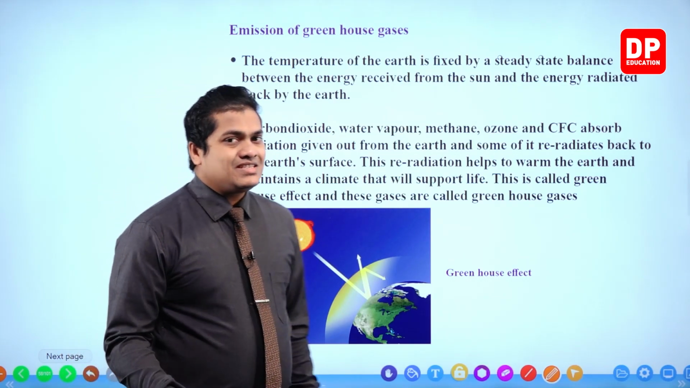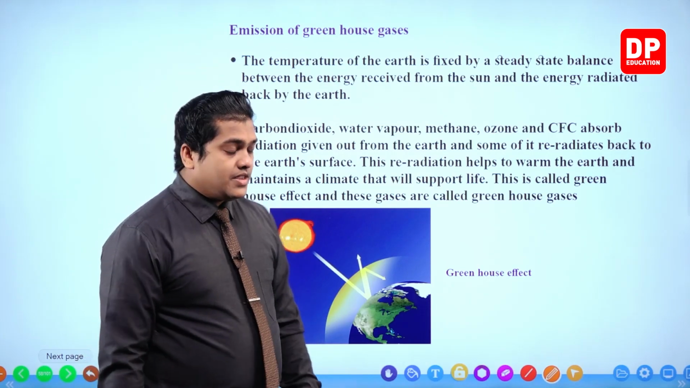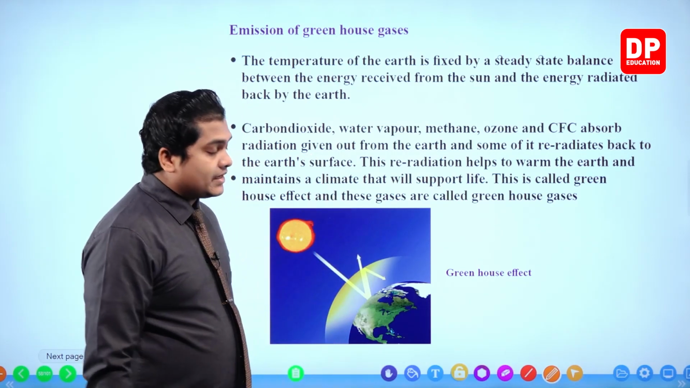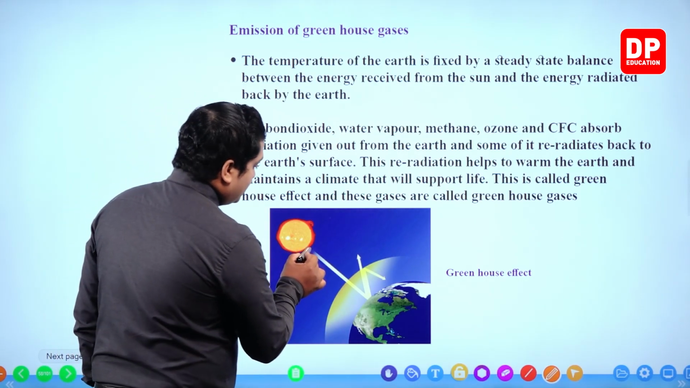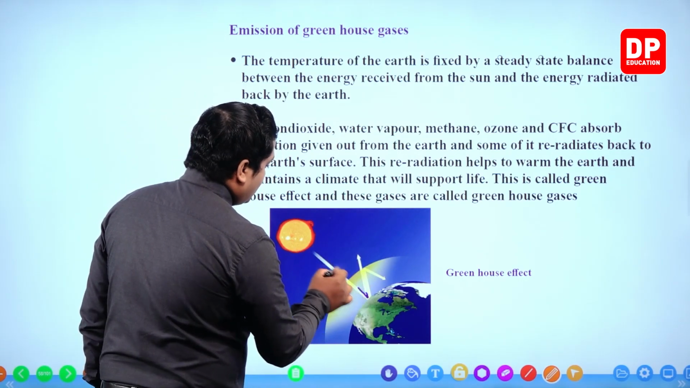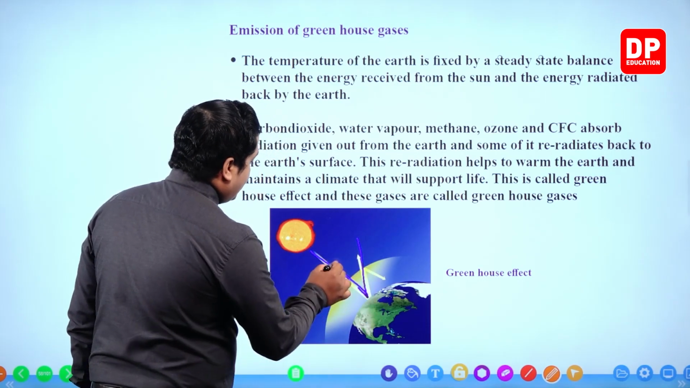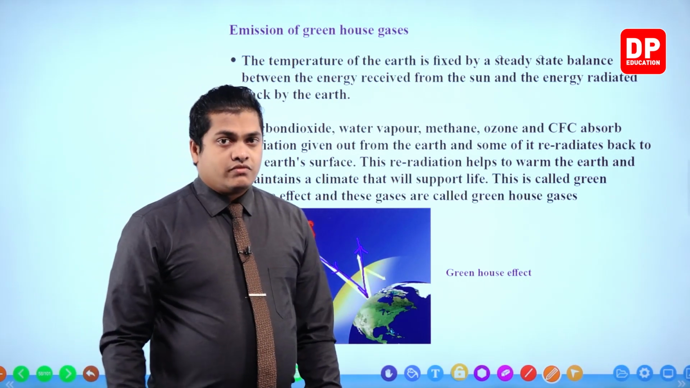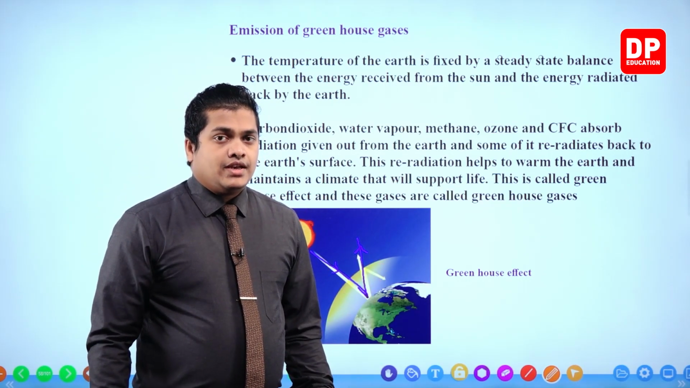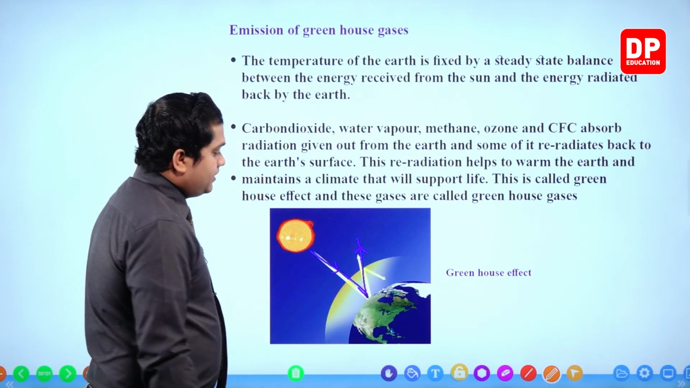Some amount is getting absorbed by the surface of the earth, while most of it is getting radiated back. Like this, the light rays will come and hit the planet Earth and will radiate once more. Not only the light, but also other kinds of waves like UV, then microwaves and so on.